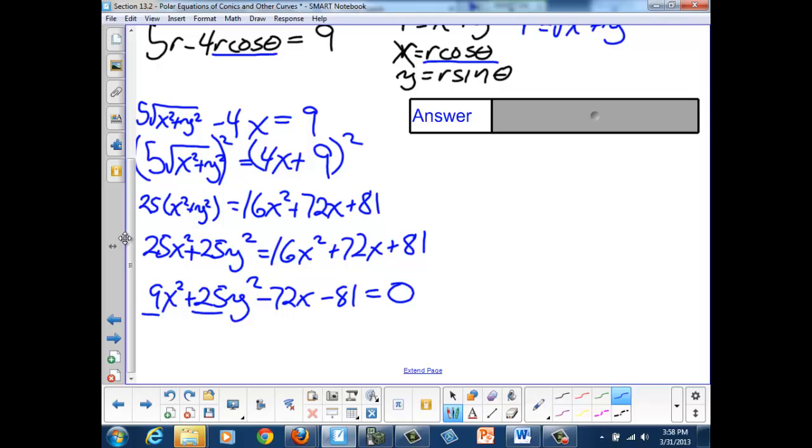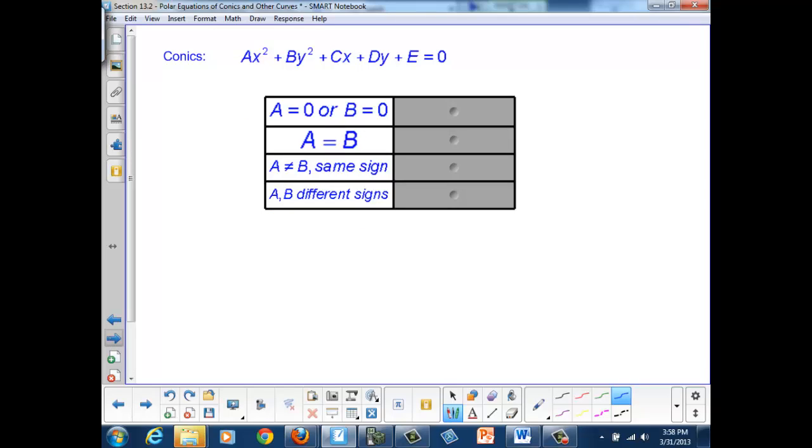How does that work? Well, let's quickly review the general equation for conic sections and how the coefficients on my x squared and y squared terms identify which conic section we're working with. So here's the general expression for conic equations: Ax squared plus By squared plus Cx plus Dy plus E equals 0. Now, if A is equal to 0 or B is equal to 0, that means I only have one squared term in my expression. And one squared term tells me that I must have a parabola.